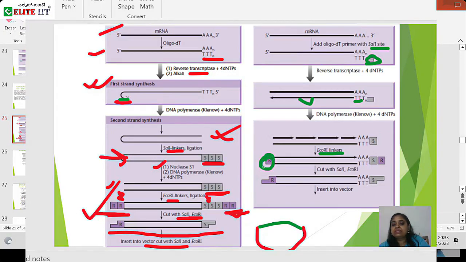Okay, so left side as well as right side. So everywhere, whenever Eco R1 site is added, it is added on both sides. Okay, now Psi1 and Eco R1 digestion is done. So you can get this type of, same type of ending.